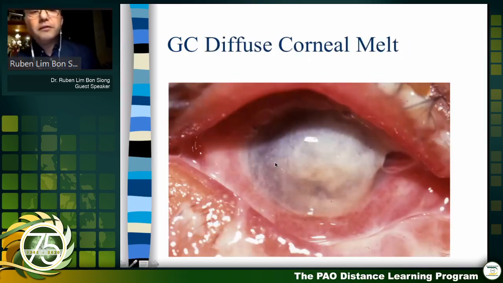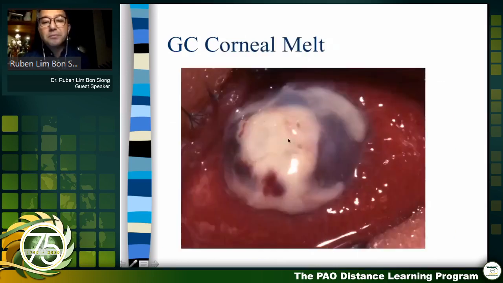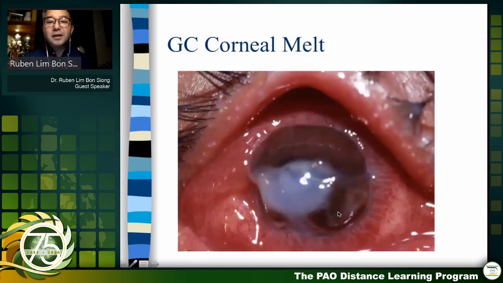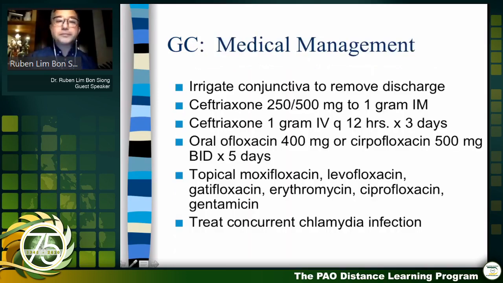This is now a diffuse corneal melt. Almost the entire cornea is involved and infiltrated, and it's now melting. And this is just a remnant; you don't even see a semblance of a cornea anymore. And here, this is all that's left. The cornea is gone. This one is partially treated already, so that's why you don't see a lot of the purulent discharge anymore.